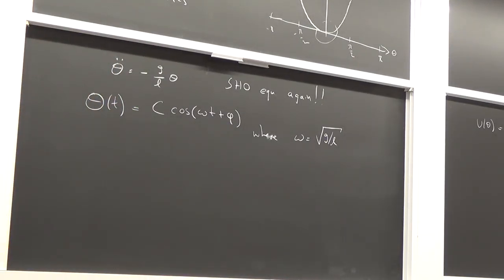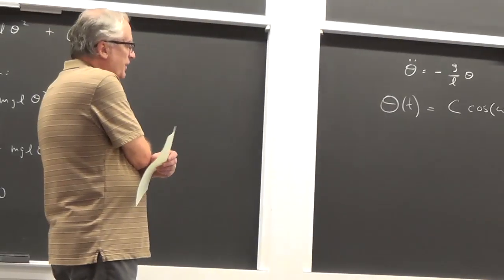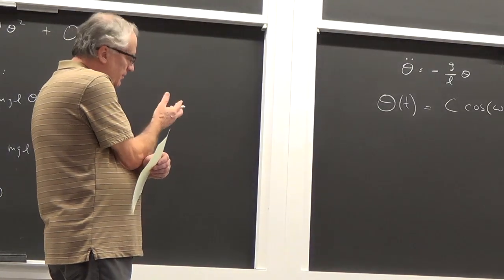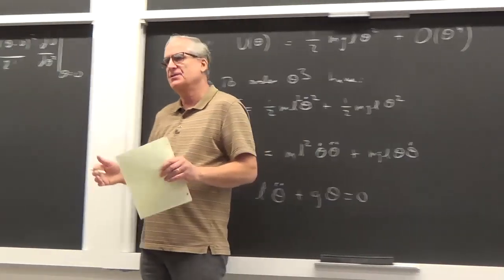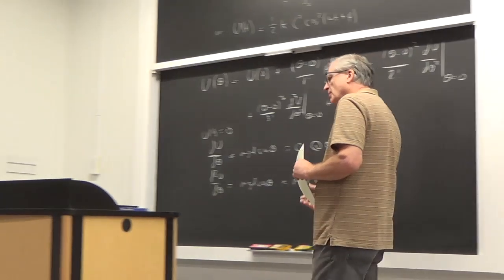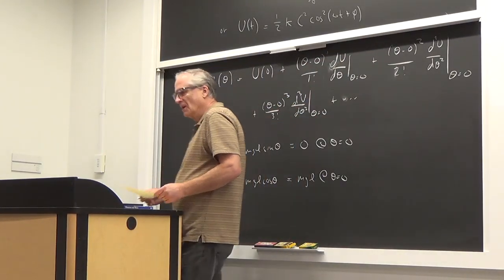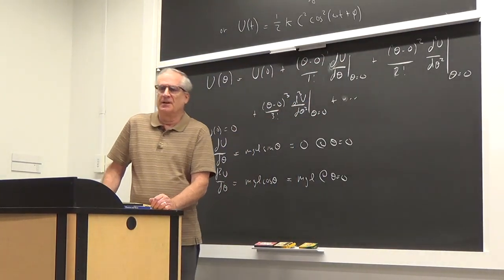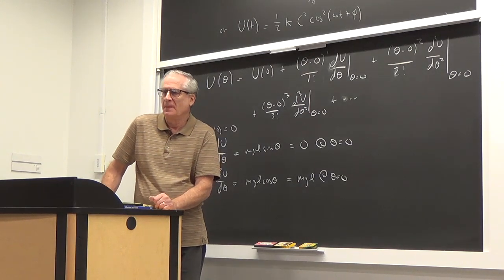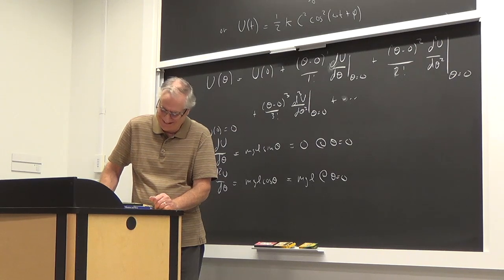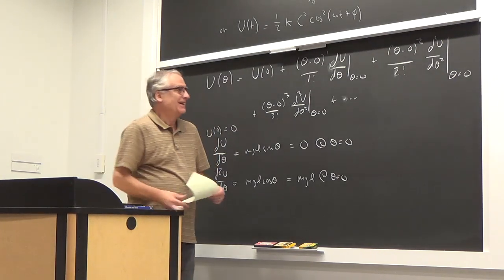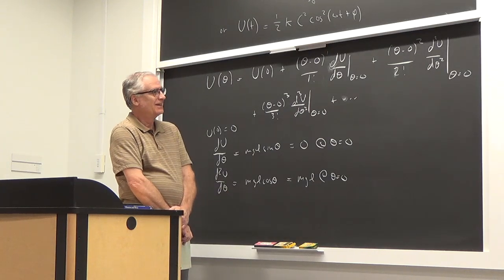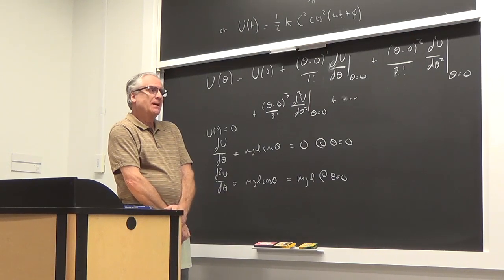So we have a feature here that we've seen by example that even for very complicated systems, if you have small motion, it's often just simple harmonic oscillator motion. Yeah. How do you define small? Good question. Or do you just assume problems in this class are going to be small?